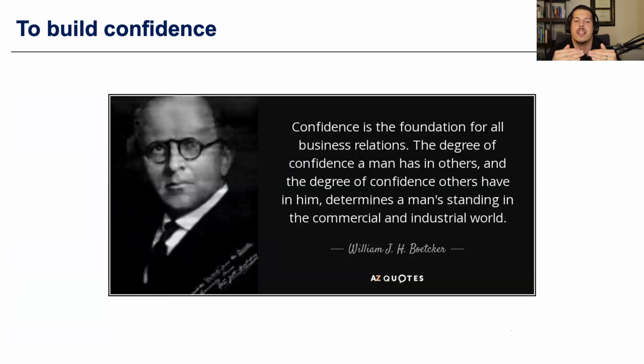To start here, I want to build confidence with you. AI can be very intimidating, and machine learning can be very complex, but I will give you a couple of different concepts, just some definitions of different terminology, so you get the hang of what AI and machine learning actually mean, and then a little bit of demystifying this piece, because at the end of the day, confidence is the foundation, again, for all business relations. And this is a little older quote: the degree of confidence a man or a woman has in others, and the degree of confidence others have in him or her, determines a man or woman's standing in the commercial and industrial world.